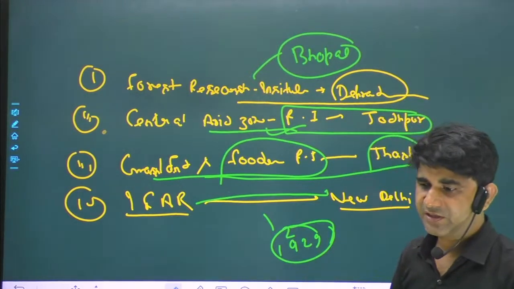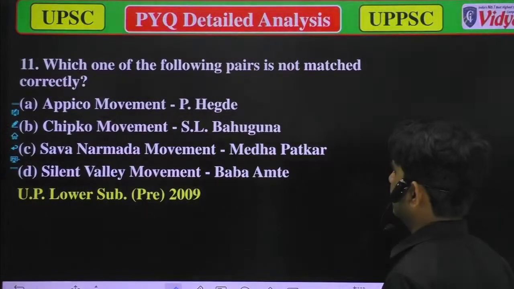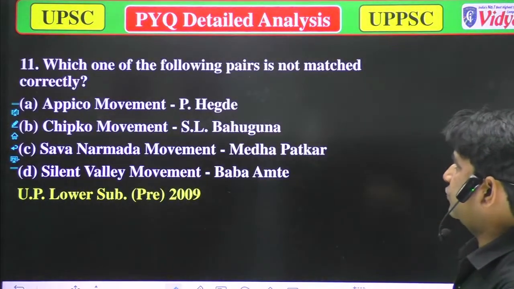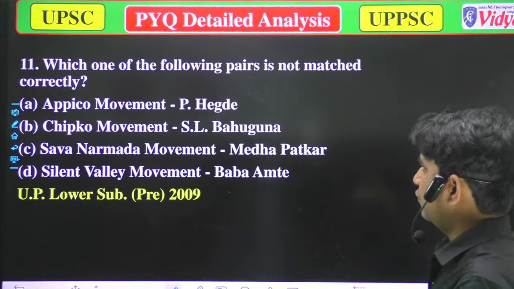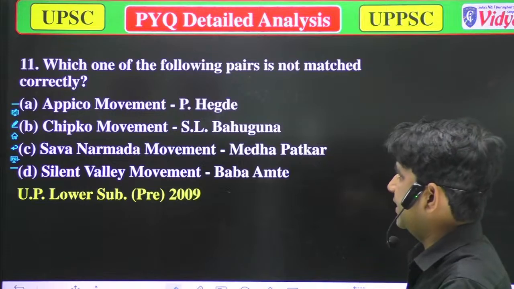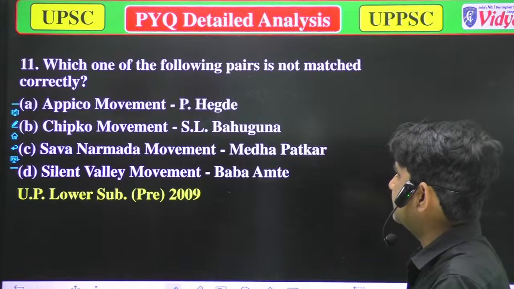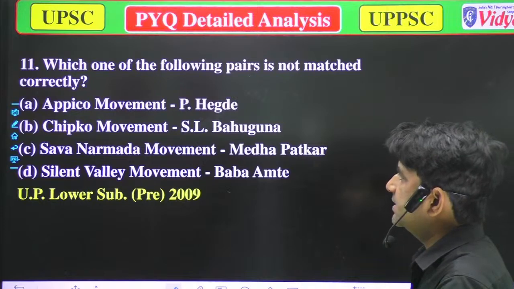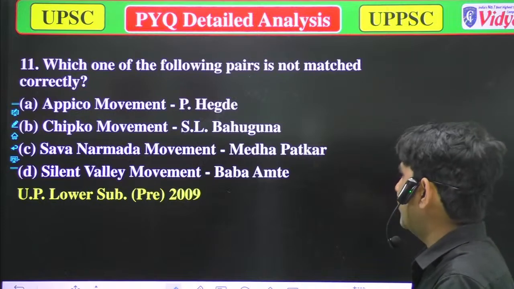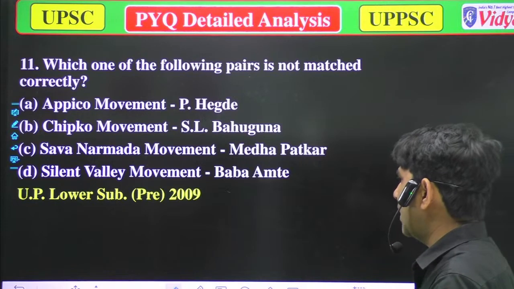Okay, so I think we should move to the next question. The next question was: which one of the following pairs is not matched correctly? A, Appiko movement, Hegde. B, Chipko movement, Sundarlal Bahuguna. C, Narmada Bachao movement, Medha Patkar. And D, Silent Valley movement, Baba Amte.